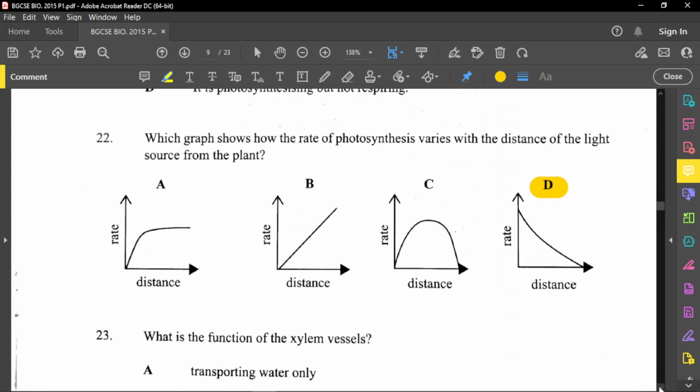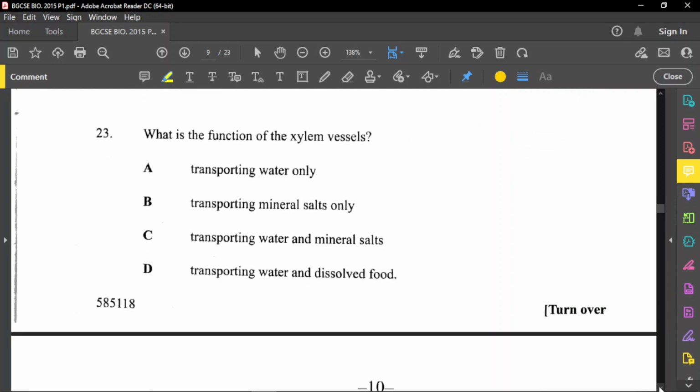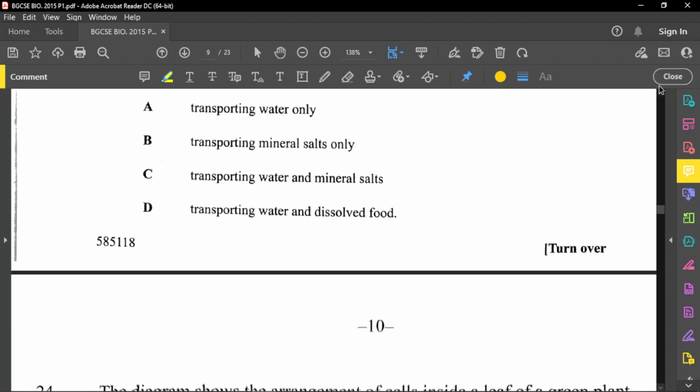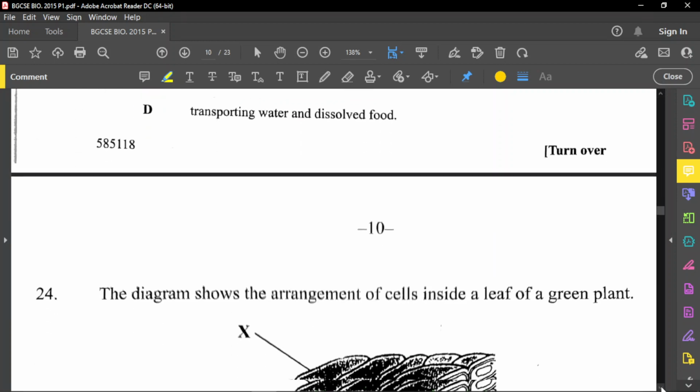All right, just to mention again that light is needed in photosynthesis to split water molecules, and the hydrogen ions formed from the water molecules are used to combine with carbon dioxide to form our glucose. Question number 23, let's go back to that, the one up a little bit. What is the function of the xylem vessel? Xylem vessels transport water and mineral salts. So right off the bat, we know that it is option C. Transport mineral salts and water, and the mineral salts will dissolve in the water.